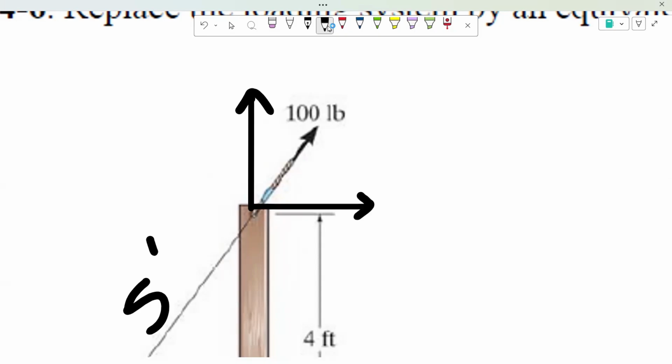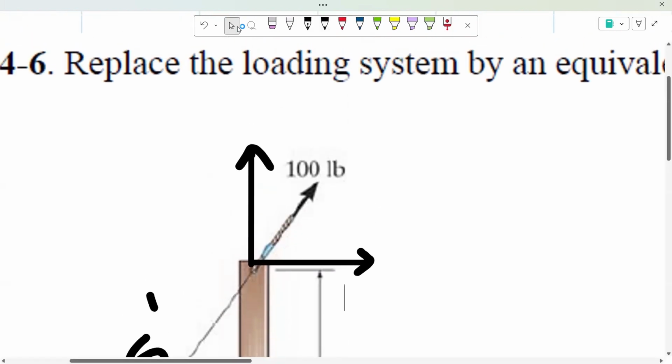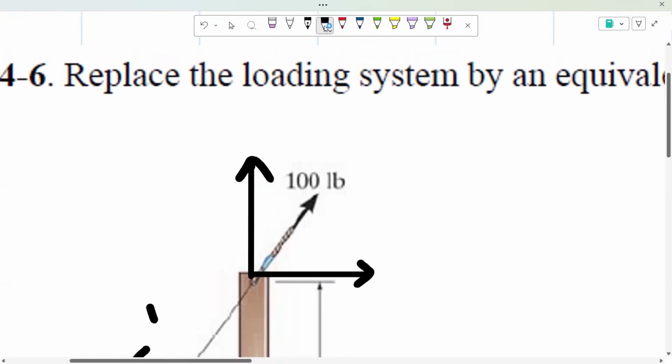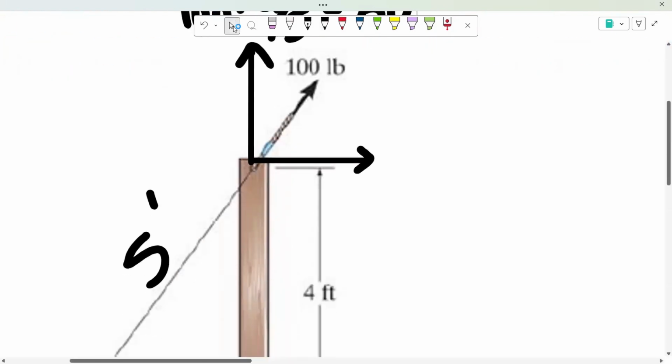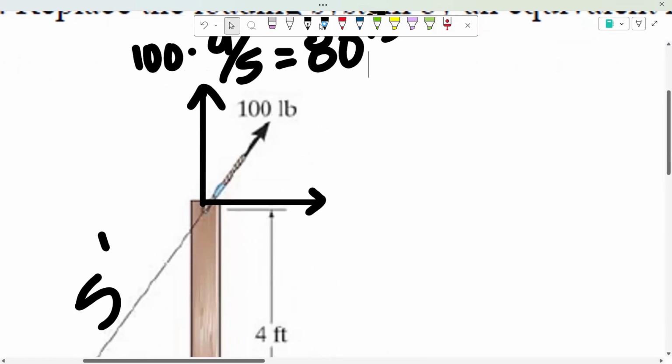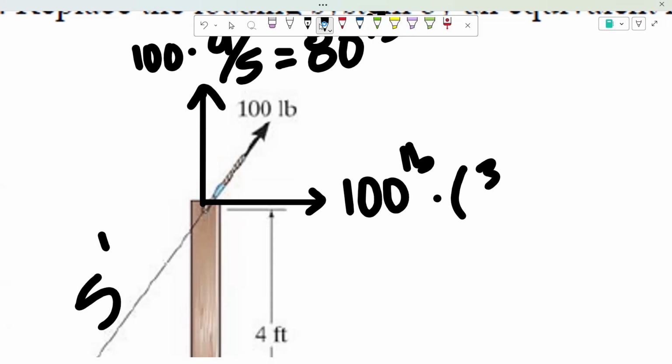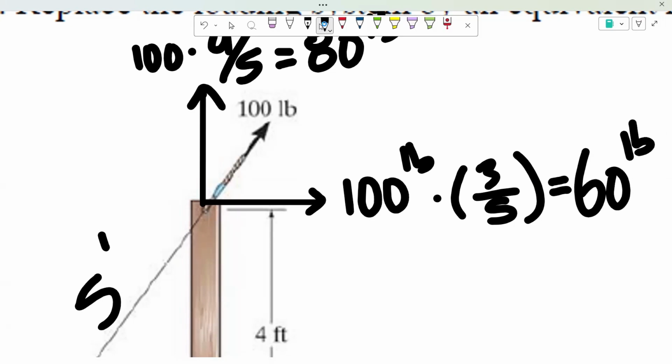So as you guys can see, I'm going to start off by finding the vertical force. To find the vertical force, we're going to multiply the 100 pounds by 4 over 5. And then that would end up giving us 80 pounds. From there, we're going to find the horizontal force. We're going to multiply that 100 pounds by 3 over 5. And then that would give us 60 pounds.